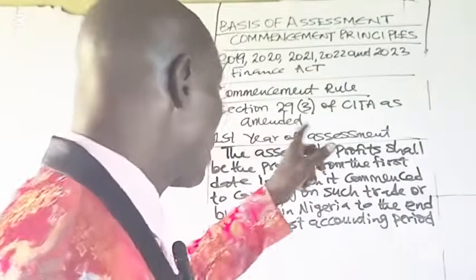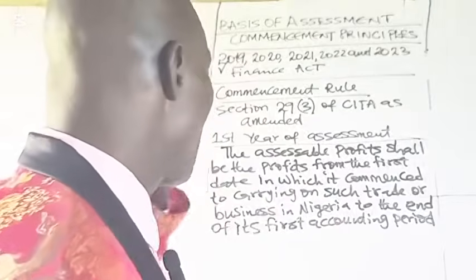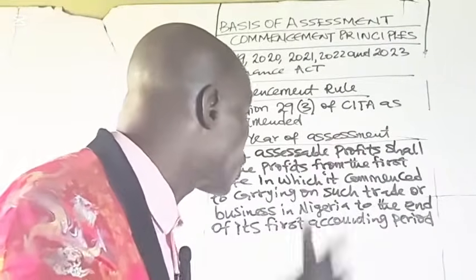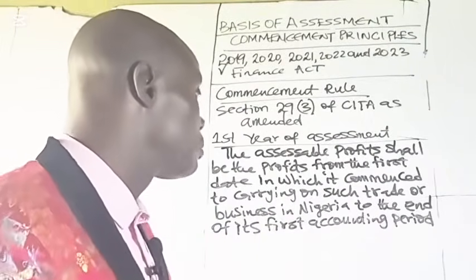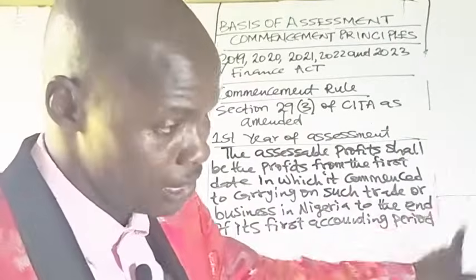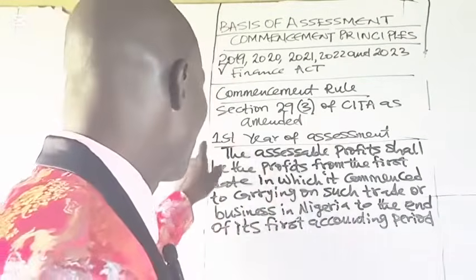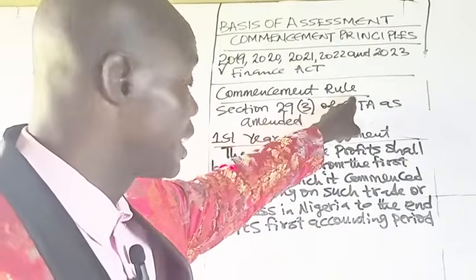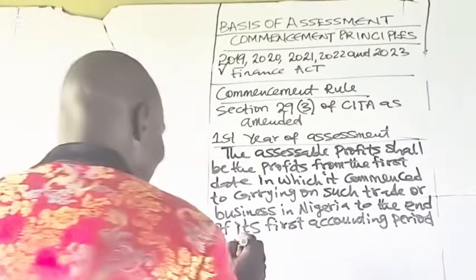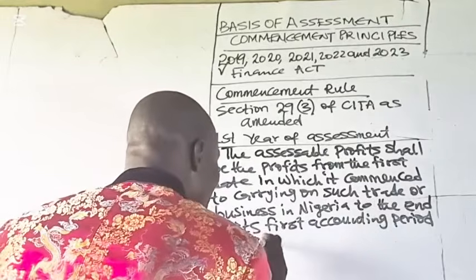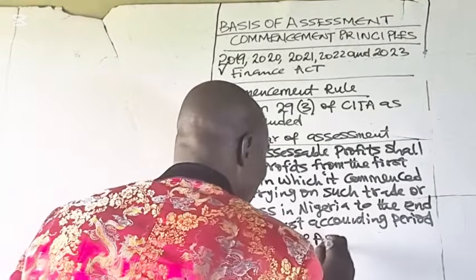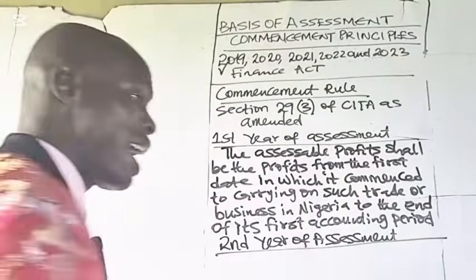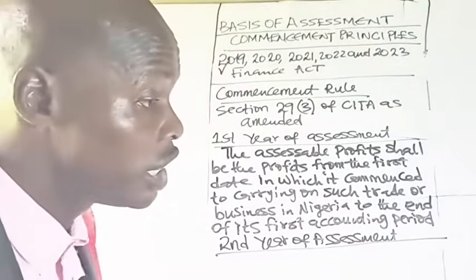So the assessable profits shall be the profits from the first date on which it commenced to carry on such trade or business in Nigeria to the end of its first accounting period. That is the rule governing the first year of assessment, that is for a new trade or business. Then second year of assessment, that is the second year of that new trade or business.